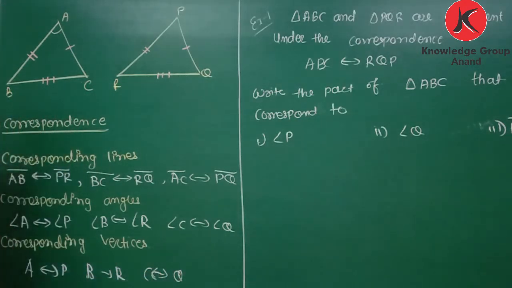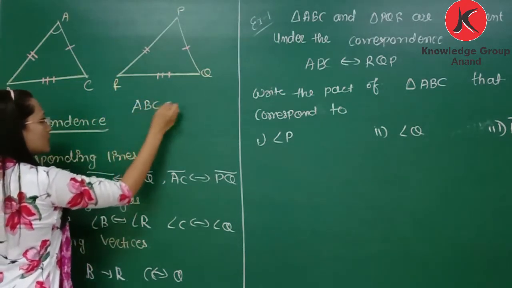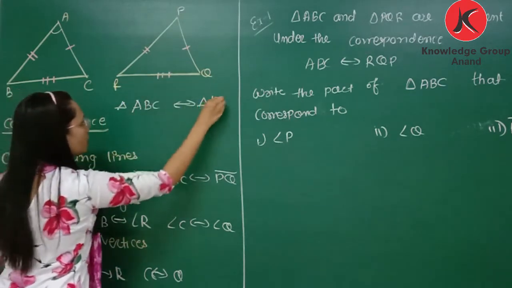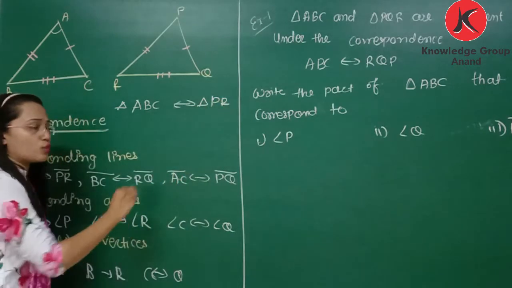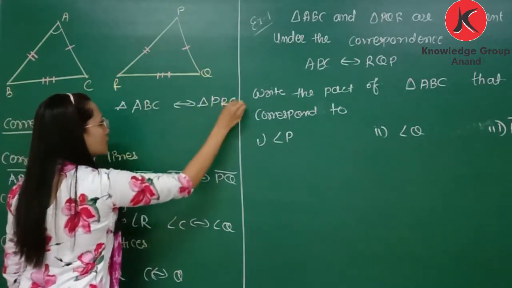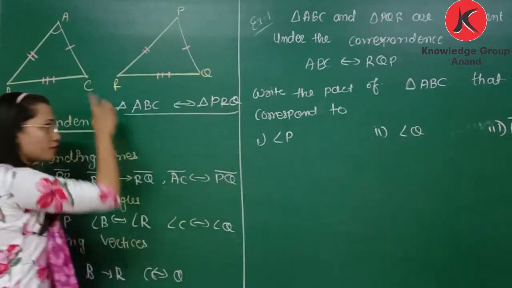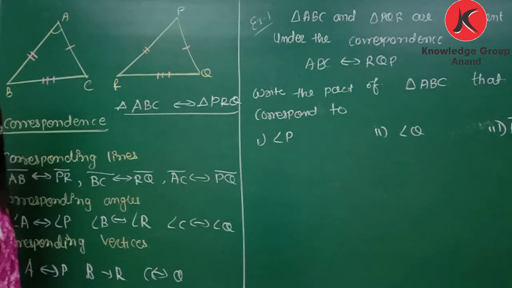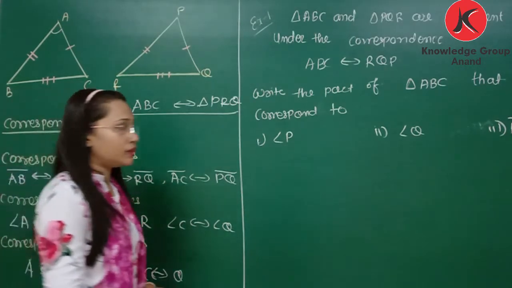Now if you want to write the correspondence of triangles, we write the corresponding lines, corresponding angles, and corresponding vertices. And if you want to write the correspondence for these two triangles, then you can write ABC corresponds to, A corresponds to P, B corresponds to R, and C corresponds to Q. So this is the correspondence of these two triangles. ABC corresponds to PRQ. Clear?